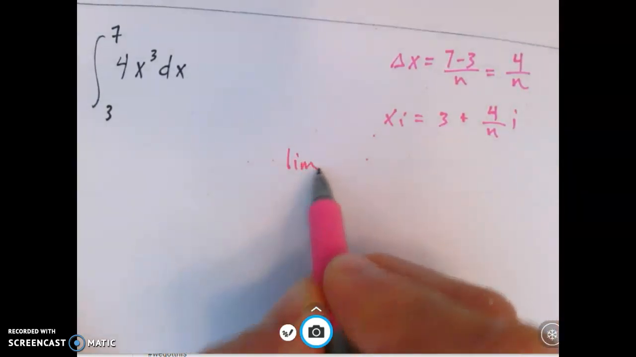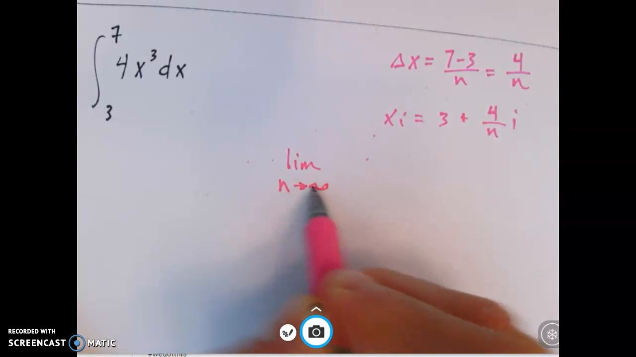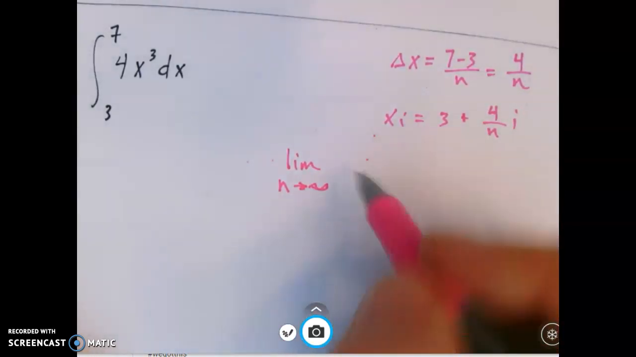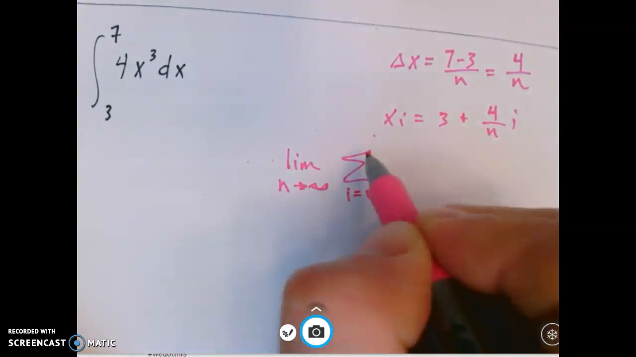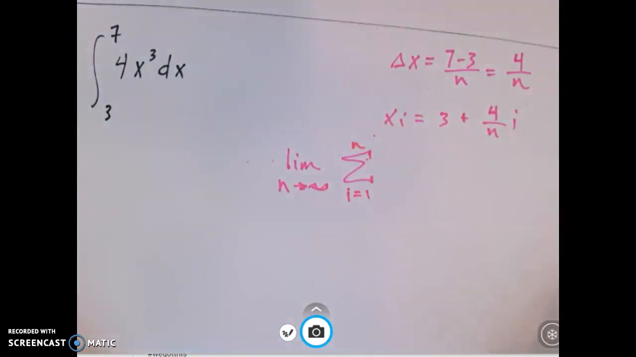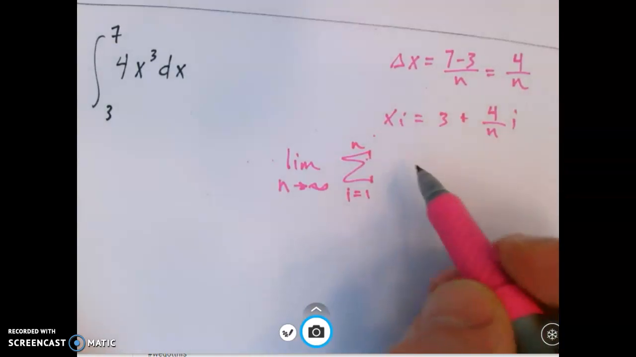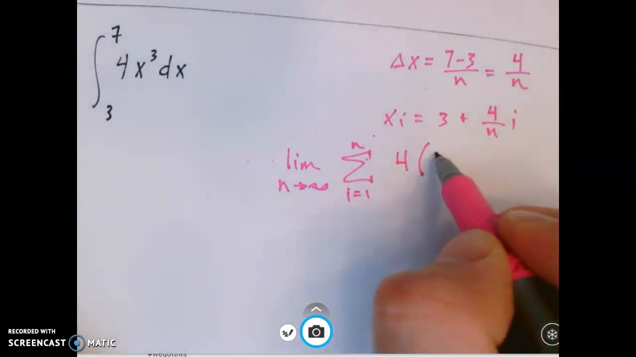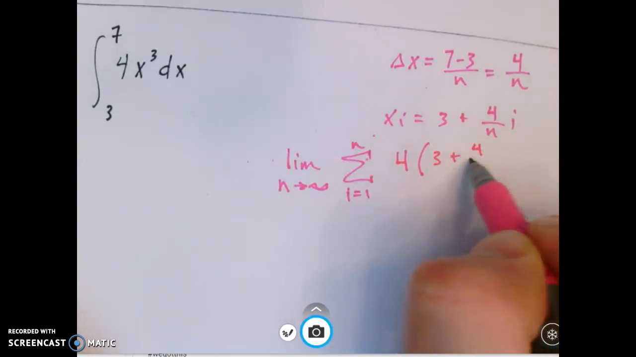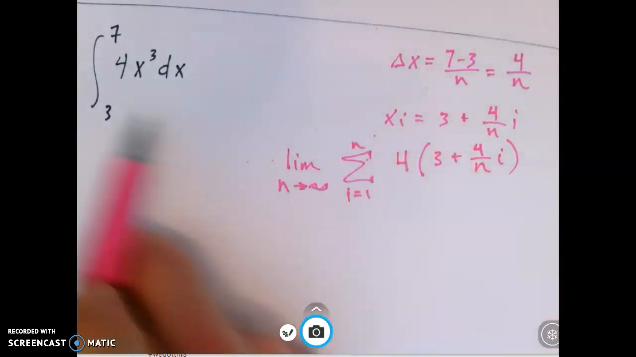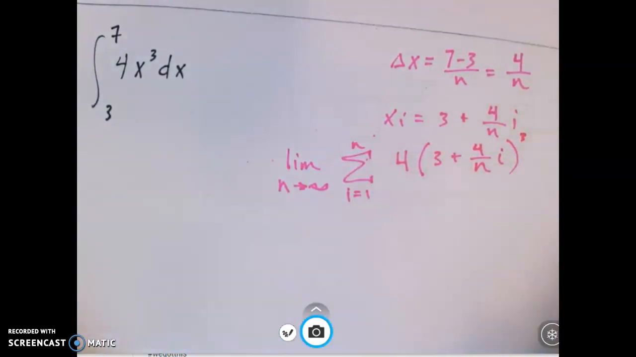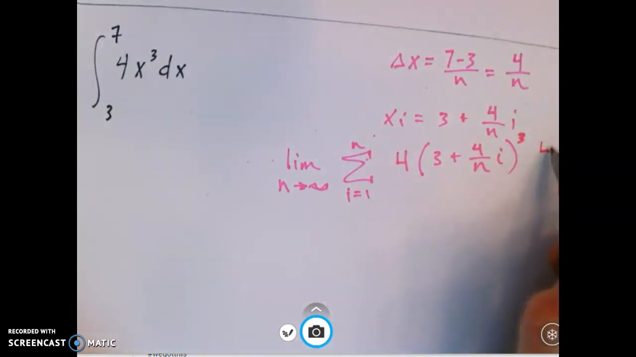Limit as n goes to infinity of the summation, i equals 1 to n, and then my function is 4x cubed, but remember our x is this. There's my x, that's my x sub i term. This is all cubed, and then this is all times delta x.